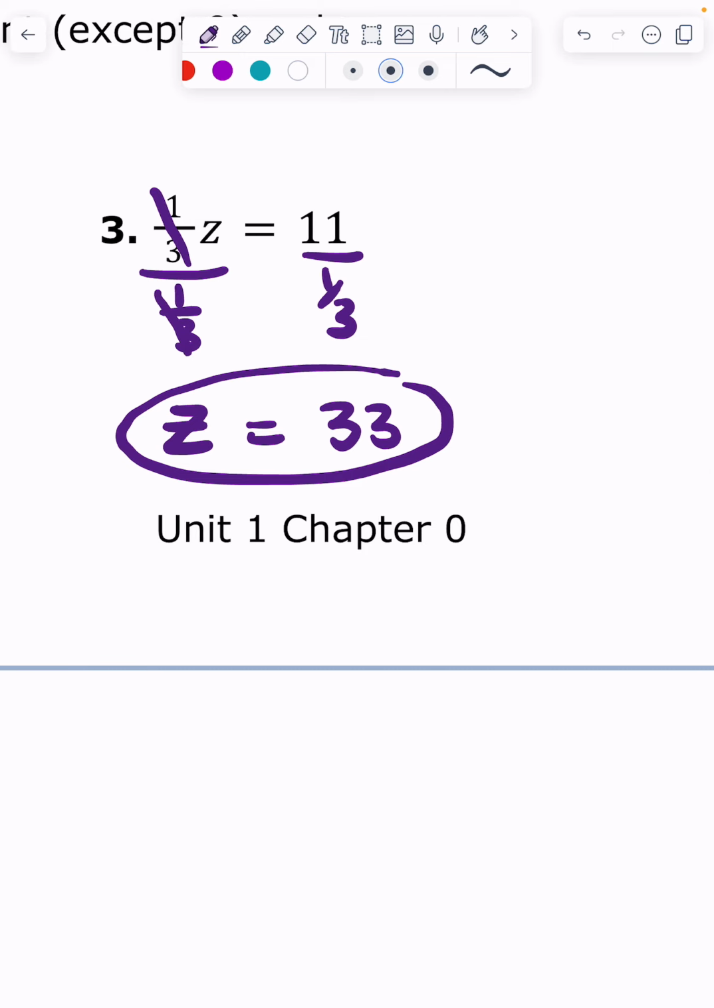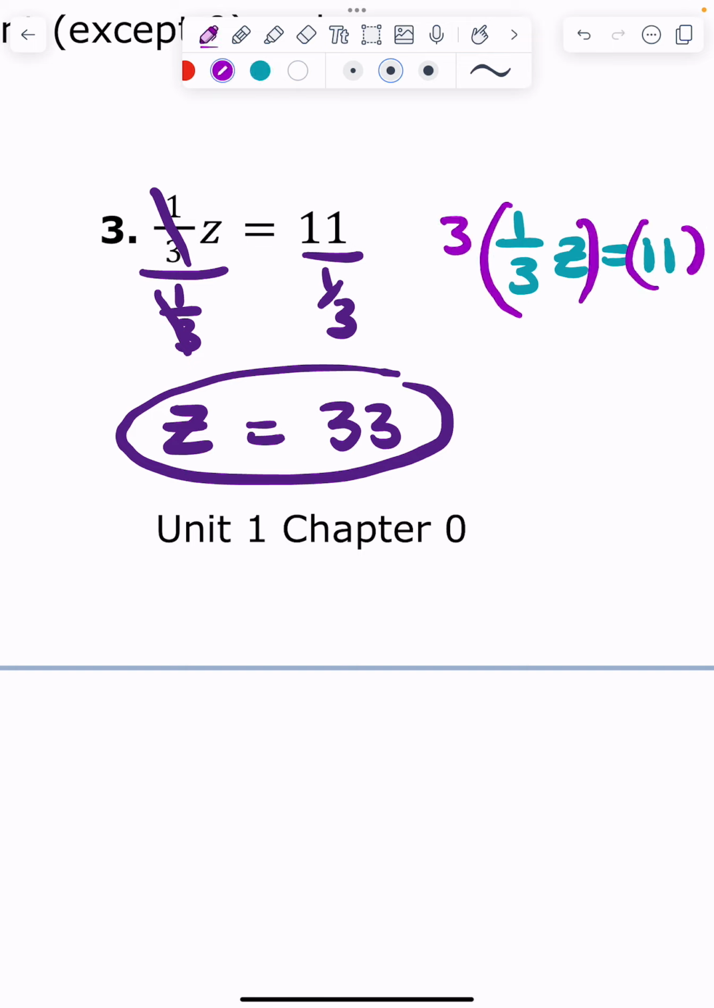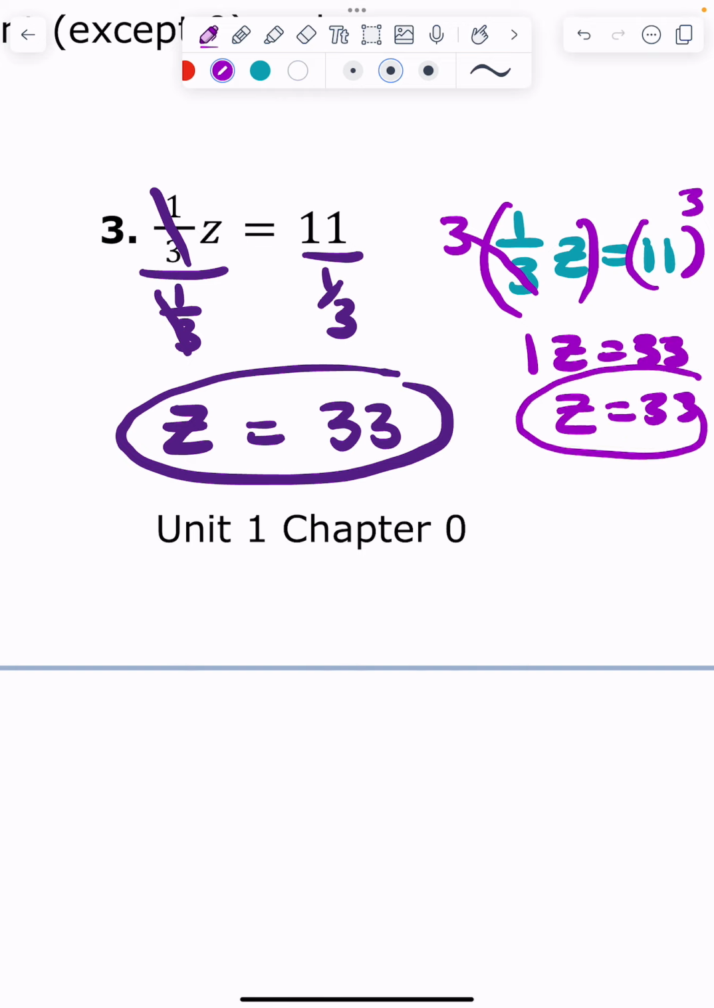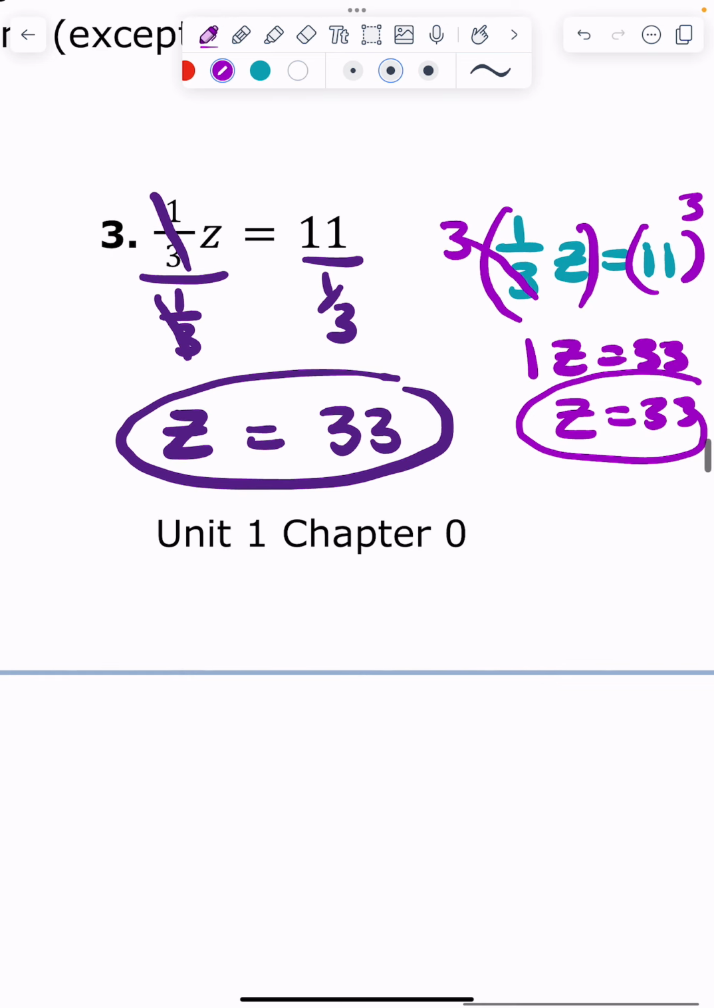I can show you it over here. I'll use another color. 1/3 z equals 11. And if we multiply both sides by 3, 3 times 1/3 is just 1. So 1z equals 33. So z equals 33. And I kind of made it look like that's an exponent there, but this is multiplication.